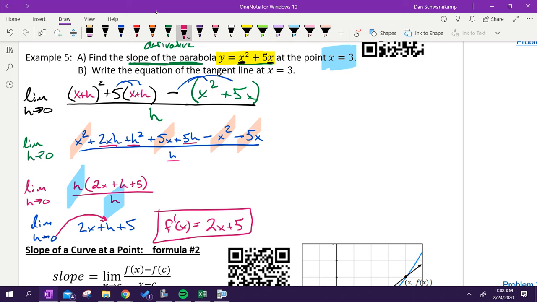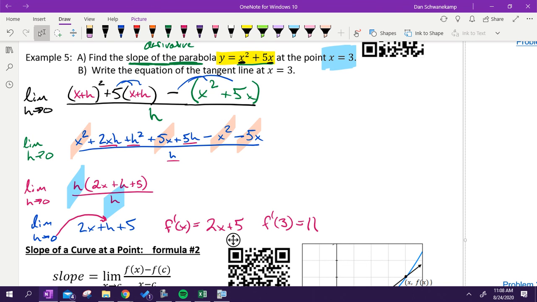Well, that's the equation. If I want to find the slope at 3, what do I need to do? Plug it in. So if I plug in 3, I get 11. That is the slope at 3. I found the equation. This is the equation that could find it at any point, but then I just plugged in 3 to find it at that point.